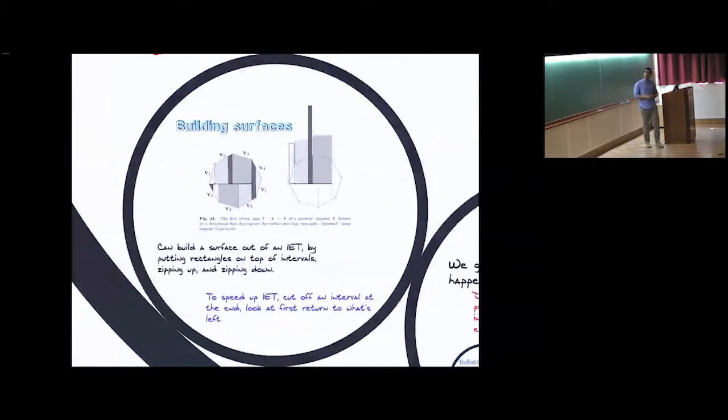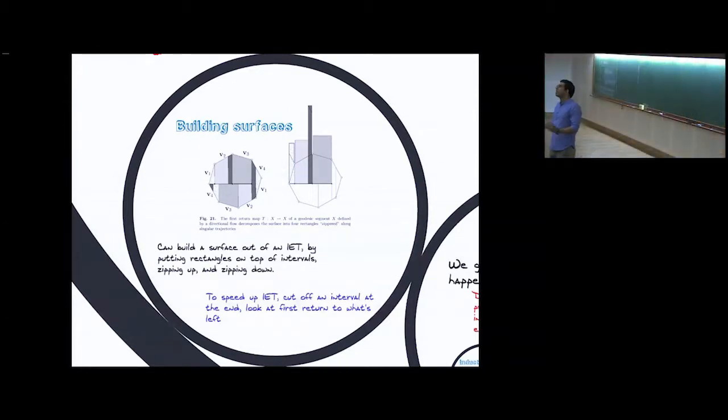One thing I was remiss about last time is I told you how to get an IET from a surface. You look at the first return map to a transverse interval, but I didn't tell you how to build a surface out of an IET. There are many ways of building a surface out of an IET, for the same IET can show up as a return map for many different surfaces, but the canonical way is what are called zippered rectangles.